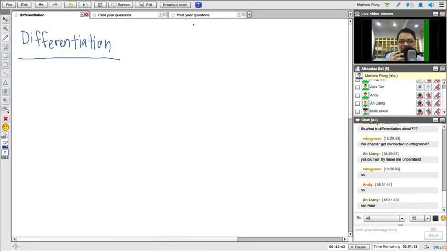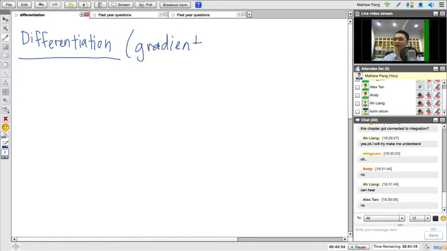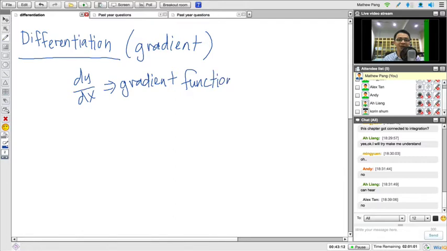Okay, first, what is the meaning of differentiation? Whenever you see differentiation, the first thing that comes into your mind should be gradient, because differentiation is highly related to gradient. Whenever you see dy/dx, you must understand this is called the gradient function. Why do I say gradient function? Because dy/dx is for you to find the gradient of a curve.